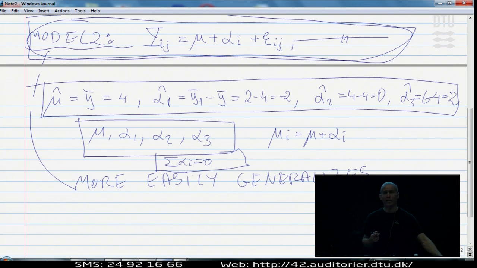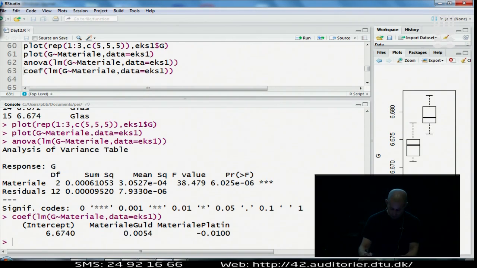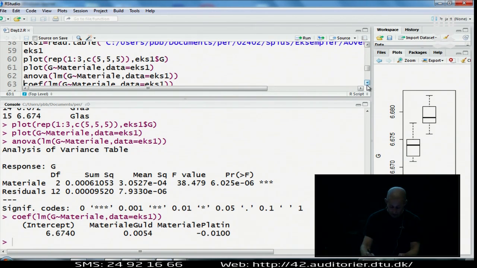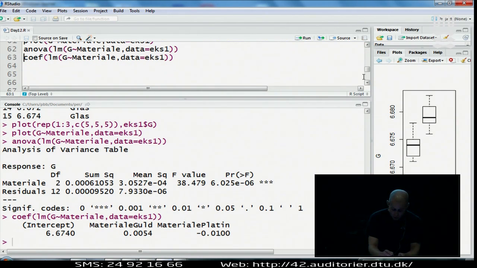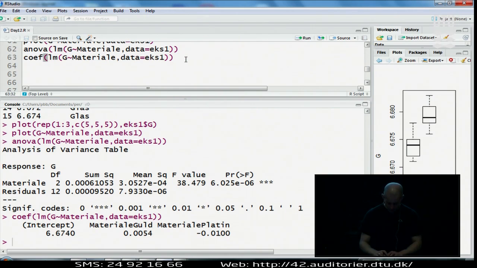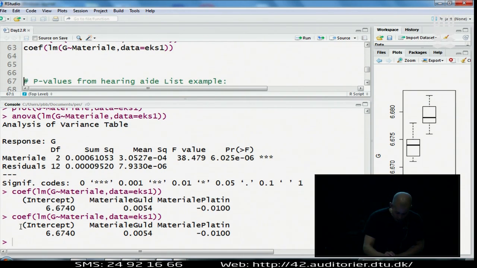So that is my reason for bringing it up, because it becomes very practical for us if we look into output from software. For instance, in R, let me have a look. I show you the example from the main lecture on the glass, the platinum, and the gold, the gravitation constants. Here's the ANOVA for that. And then I look at the coefficients. This is a feature of R, that you can look at the results for the individual groups. If you run this coefficient function, look at what R is telling us.